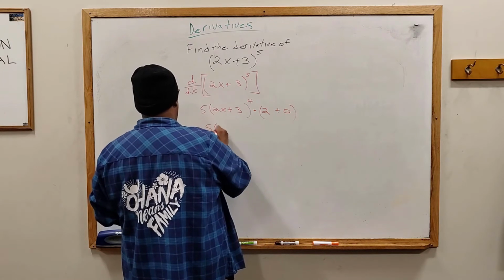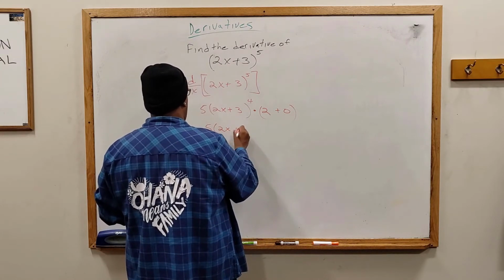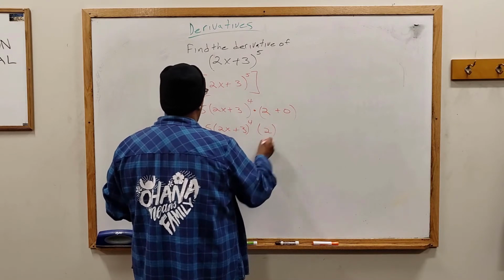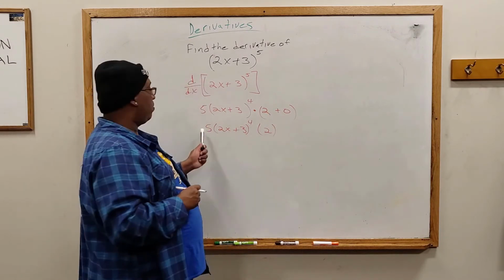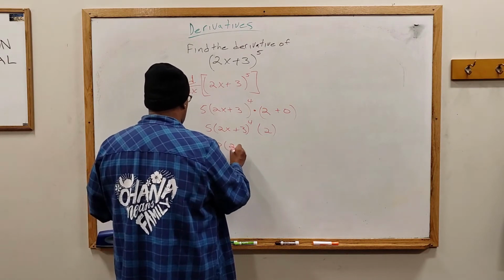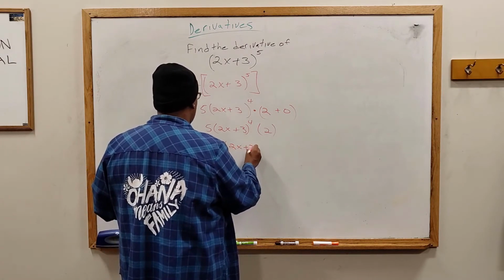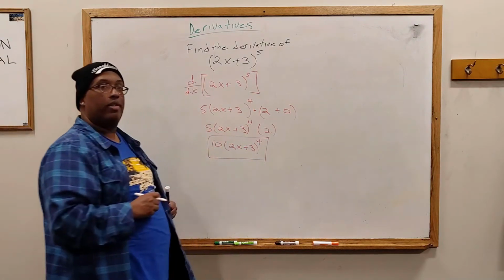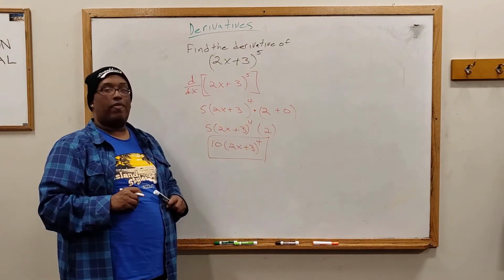So we get 5 times 2x plus 3 to the 4th, times 2 plus 0, which is just 2. Take that 2, multiply to this 5. 10 times 2x plus 3 raised to the 4th power is the answer. This is the final answer.